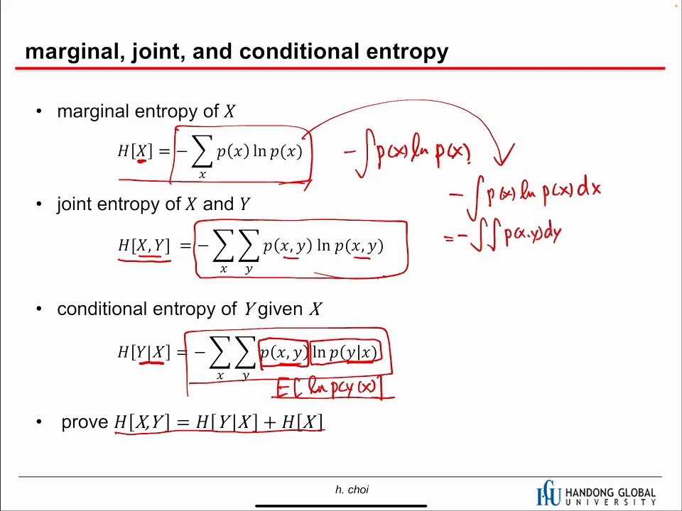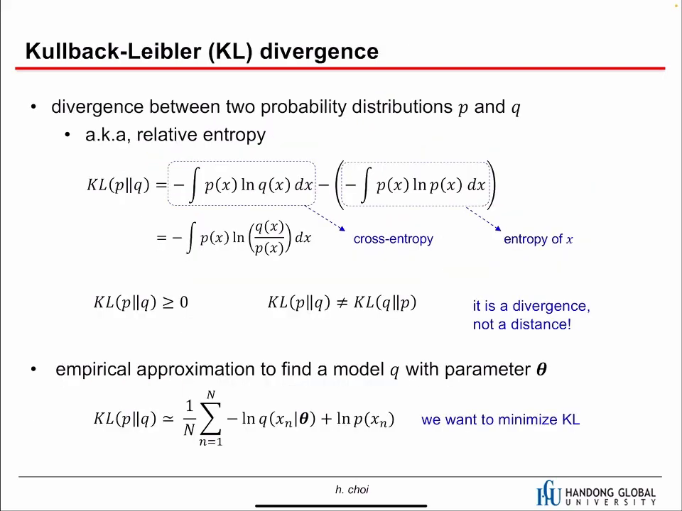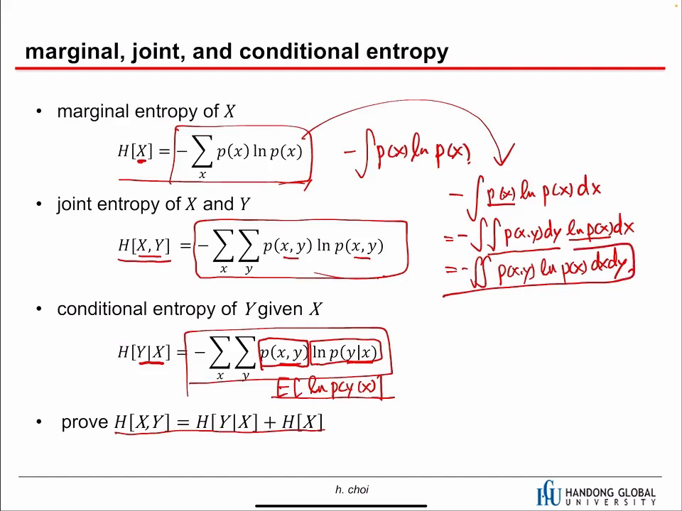Instead of P of X, we can use the integral of P of X, Y dy, times log P of X dx. This is exactly the same as P of X. Now log P of X has nothing to do with Y, so this can be rewritten as the integral of P of X, Y times log P of X dx dy. This is our marginal entropy of X.